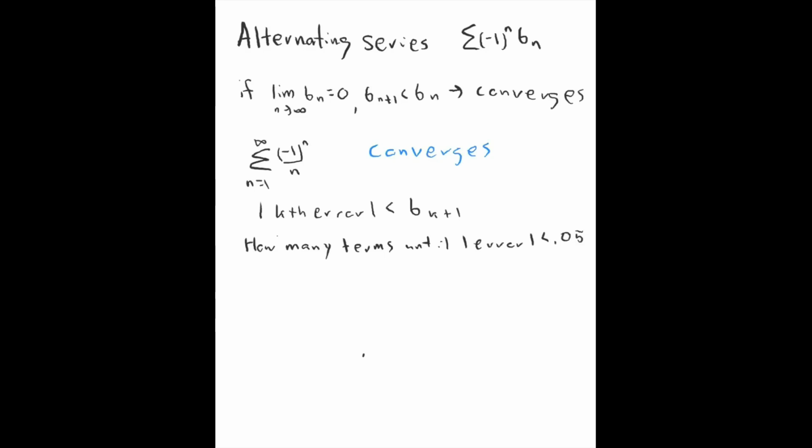We can estimate the error of the first k terms of an alternating series by looking at the next term. For example, if we want to know how many terms of this series we need to add up in order for our error to be less than 0.05, we let k plus 1 equal 20, so a(k plus 1) equals 0.05, which means that 19 is the smallest amount of terms needed for the error to be less than 0.05.